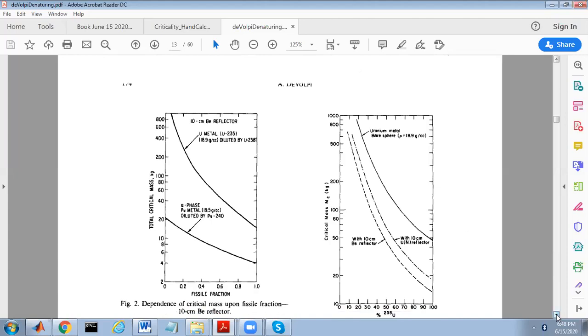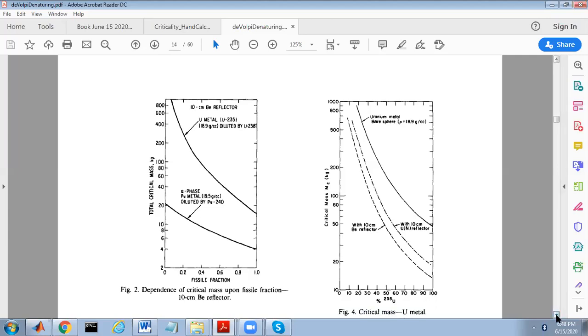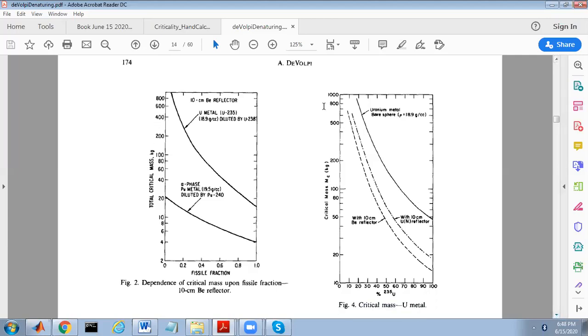Now, let's look at a better reflector, beryllium. Remember I told you U-238 is not such a good idea. Beryllium is a better reflector. Why? Because it's lighter. So if you look at the critical masses over here, let's look at plutonium metal. Which phase is this? It is the alpha phase. They're not showing the delta phase in this figure.